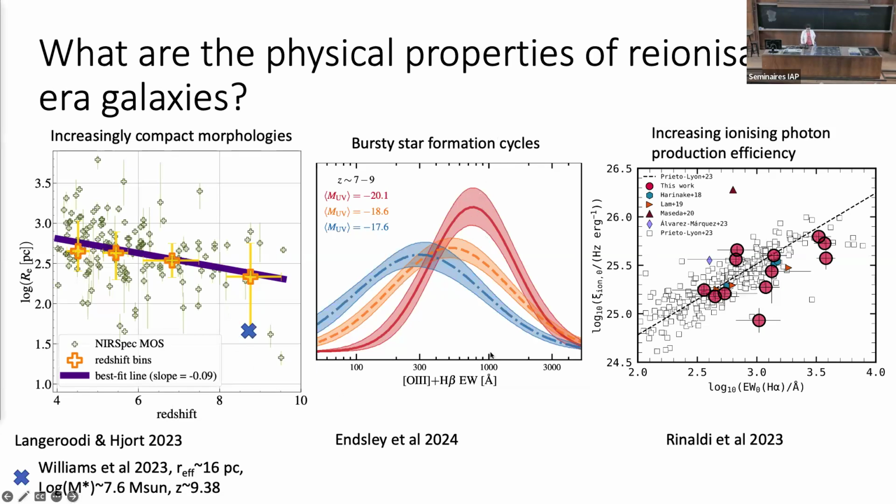Galaxy seems to be bursty. They grow their mass in this period of cosmic evolution via bursty phases, and they produce a lot of ionizing radiation. This is how we think they are essentially driving reionization in the universe.